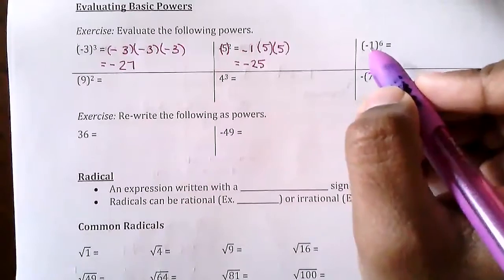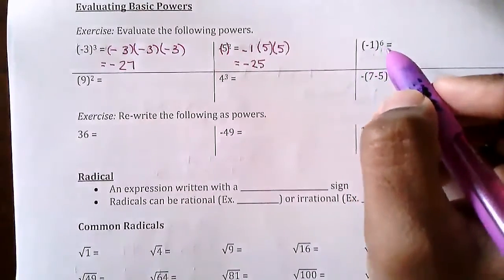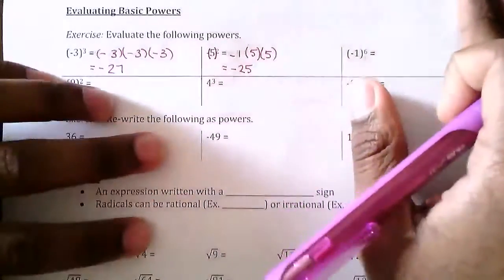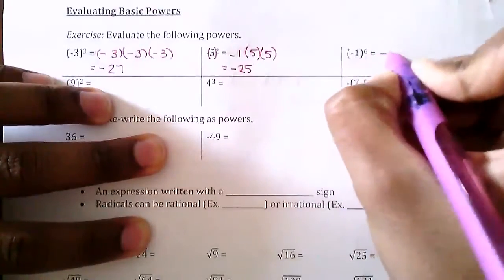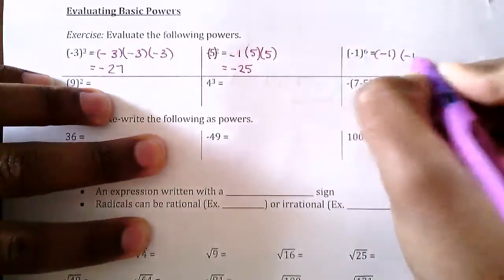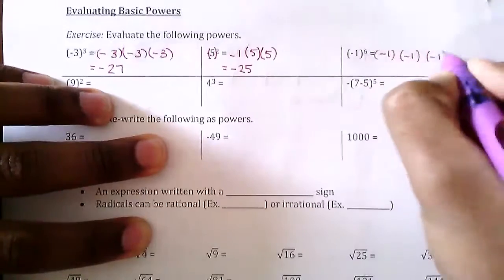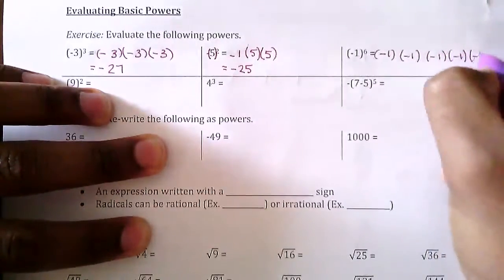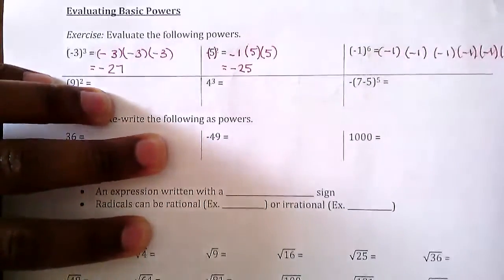This is a fun one. It says -1 to the power of 6. So we have -1 as our base, and we need to write it out 6 times. So -1, -1, -1, -1, -1, and -1.